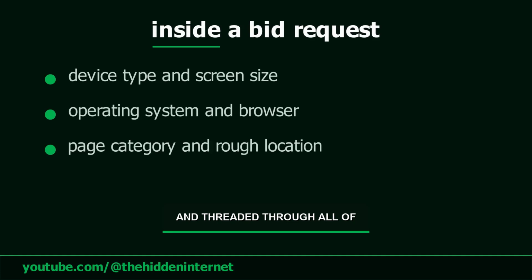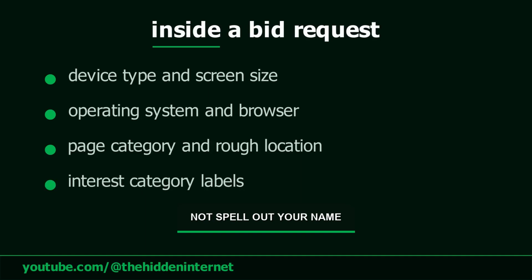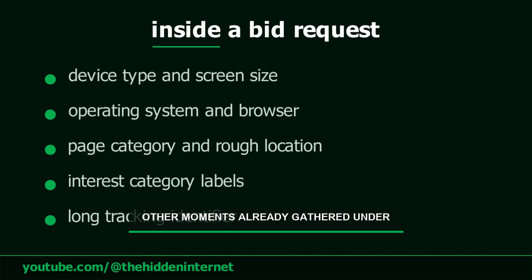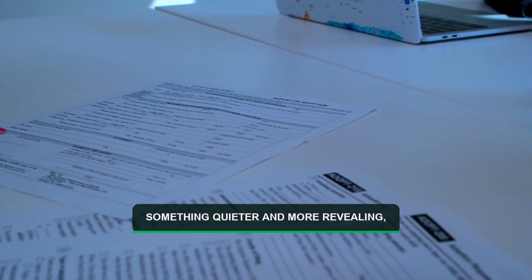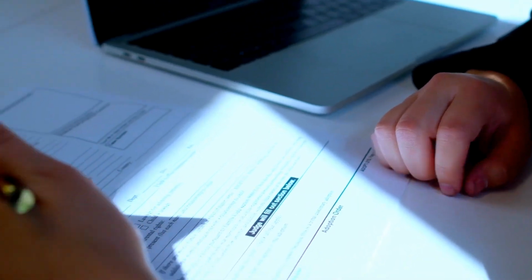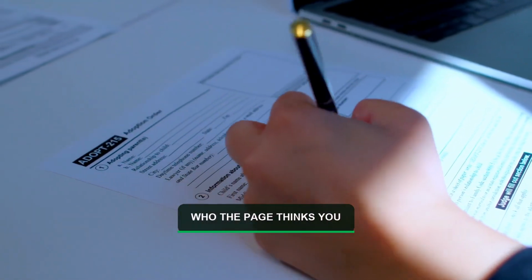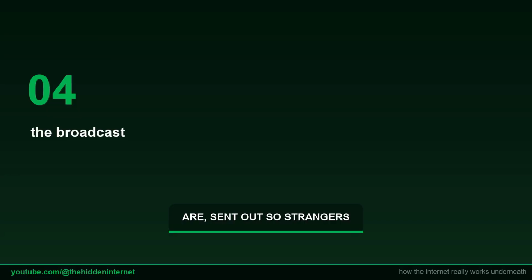And threaded through all of it, most importantly, is an identifier, a long string that does not spell out your name but does something arguably more useful to the buyers. It ties this exact moment to a history of other moments already gathered under the same string. The bid request is not a wanted poster with your face on it. It is something quieter and more revealing, a machine-readable summary of who the page thinks you are, sent out so strangers can decide what you are worth.